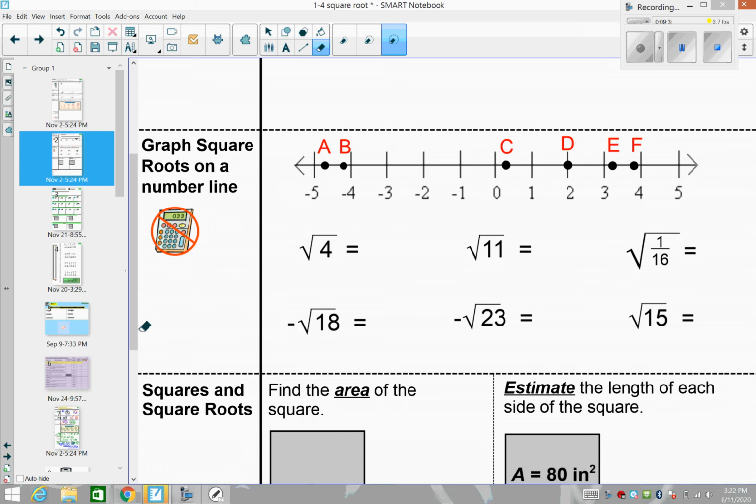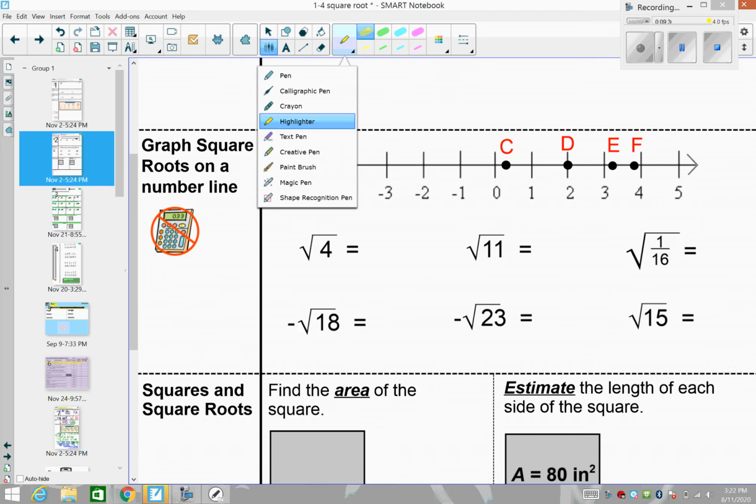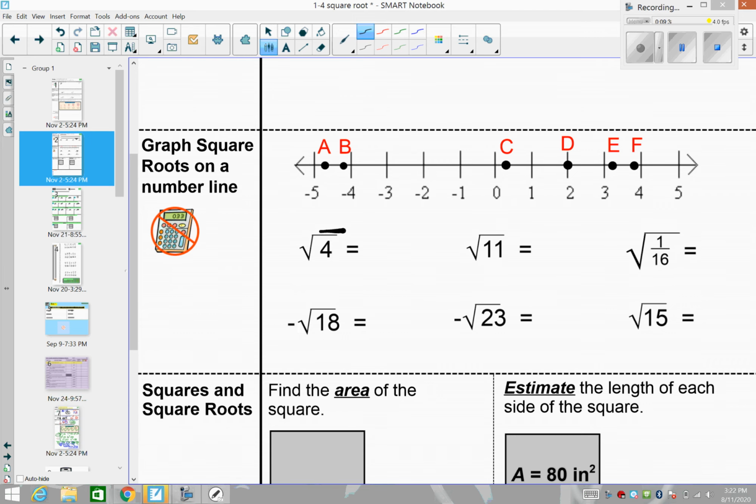So let's take a look at the ones that we know for sure. So the square root of 4, we know that the square root of 4 is equal to a side of 2, which clearly is D. Right? So that's a nice perfect square.